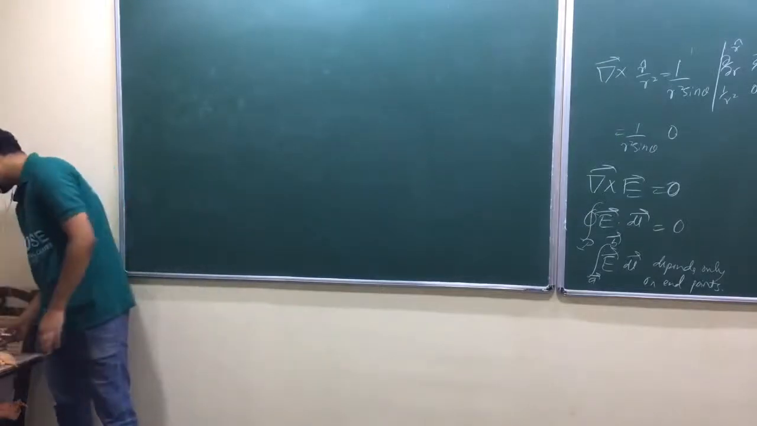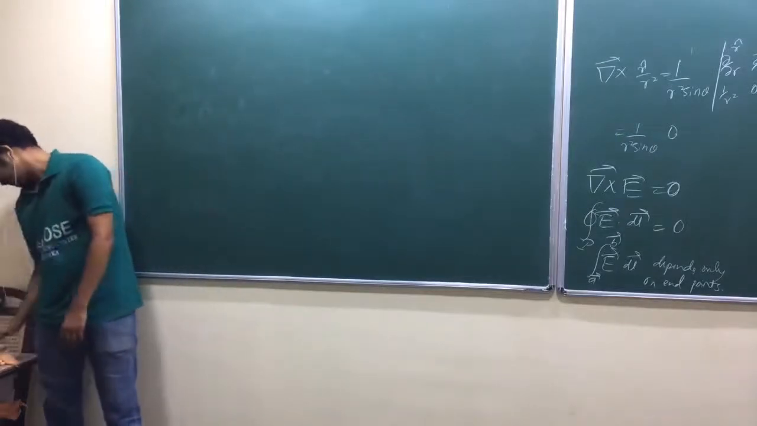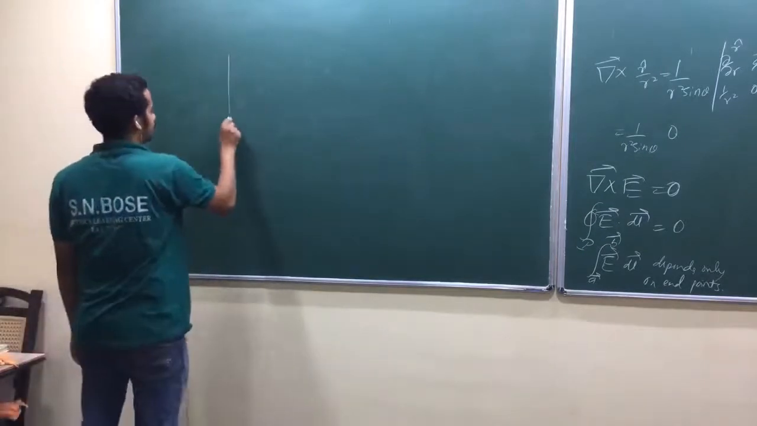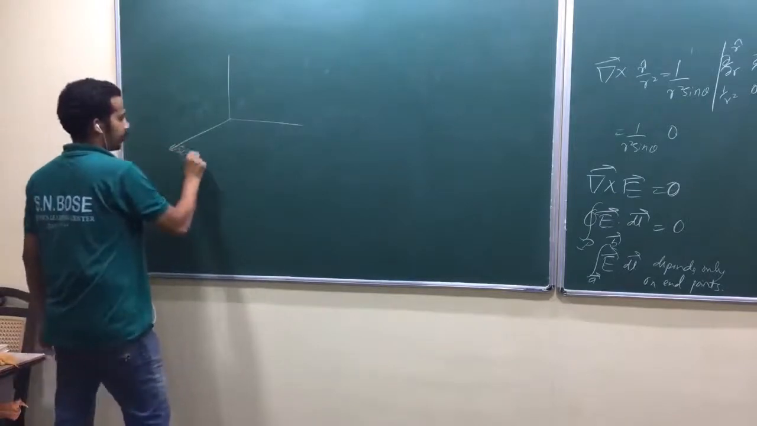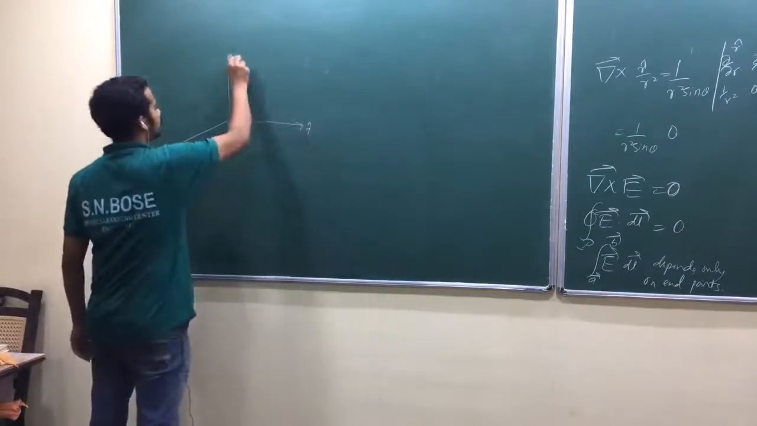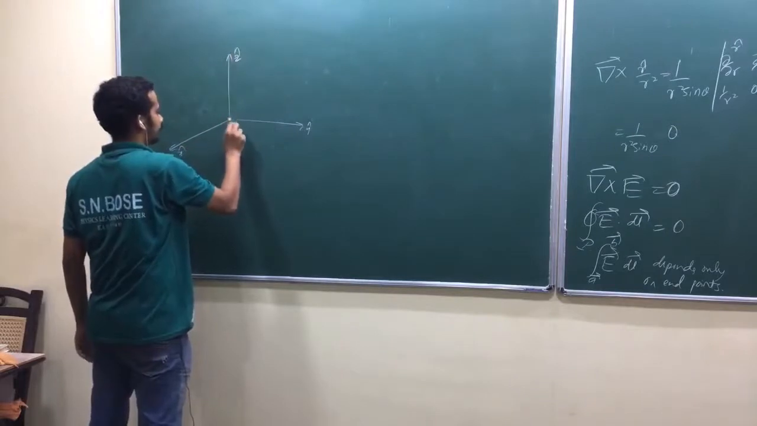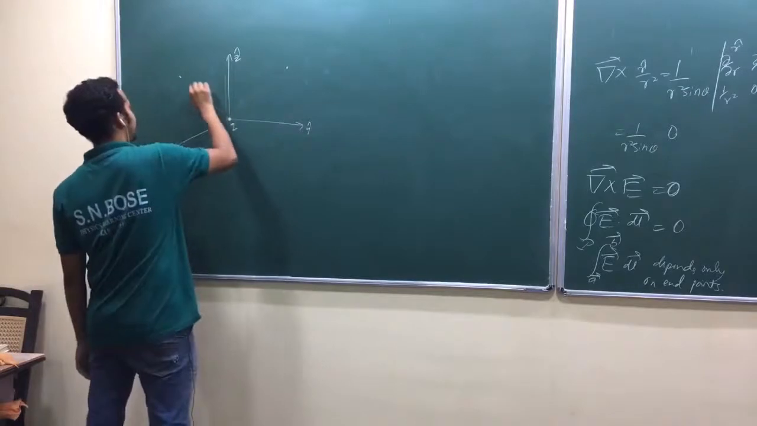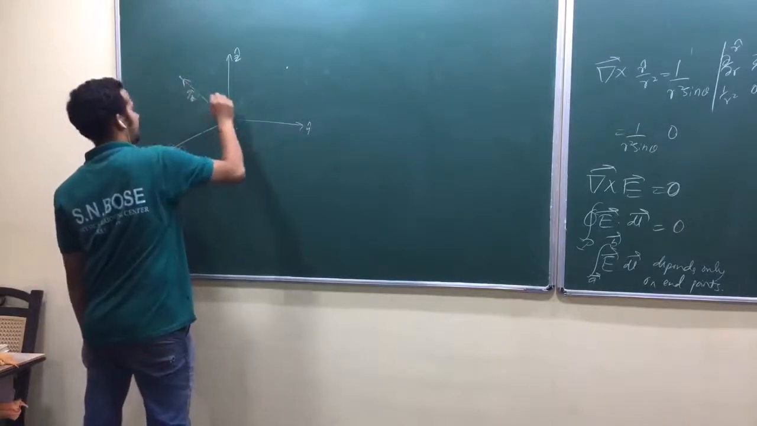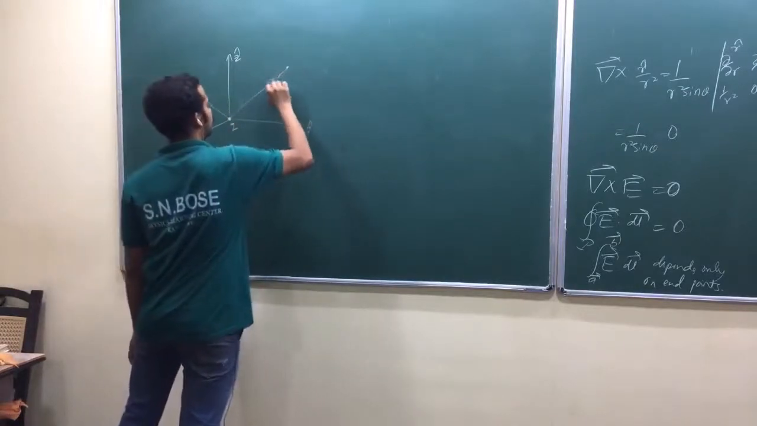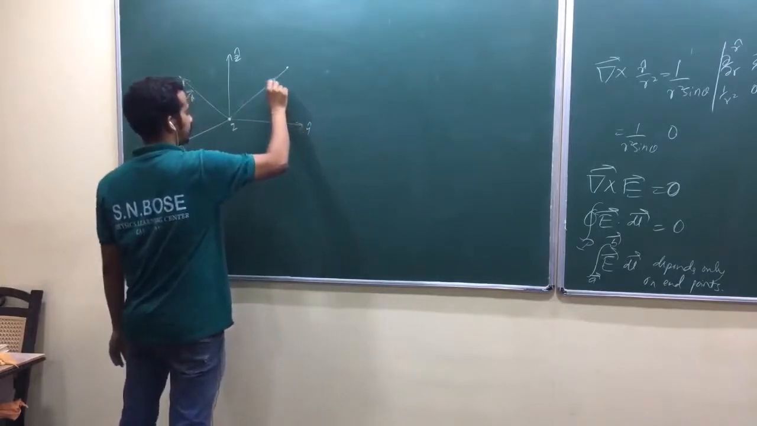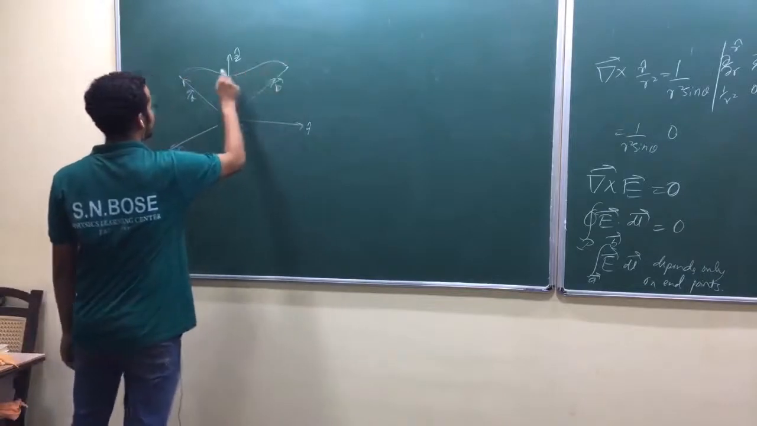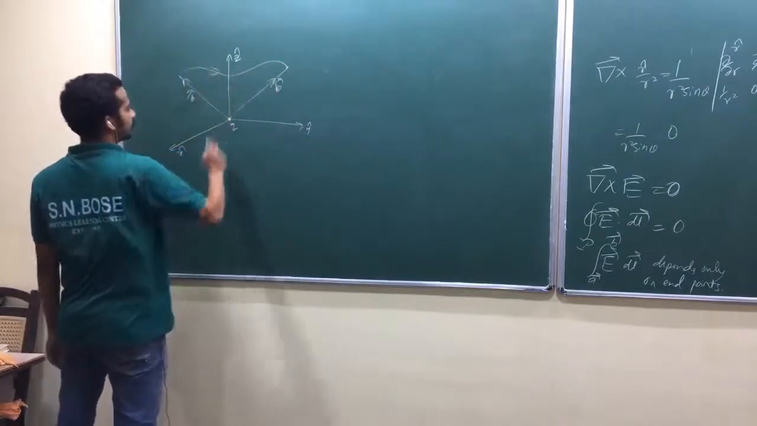Now let me do it in another way. I'll take a point charge at the origin, with x cap, y cap, z cap axes. I'm going to take Q here. Okay, let me choose 2 points in space. Points in space are referred to by position vectors. Am I right? I'm going from point A to point B in some arbitrary path. Is that okay? In some arbitrary path.